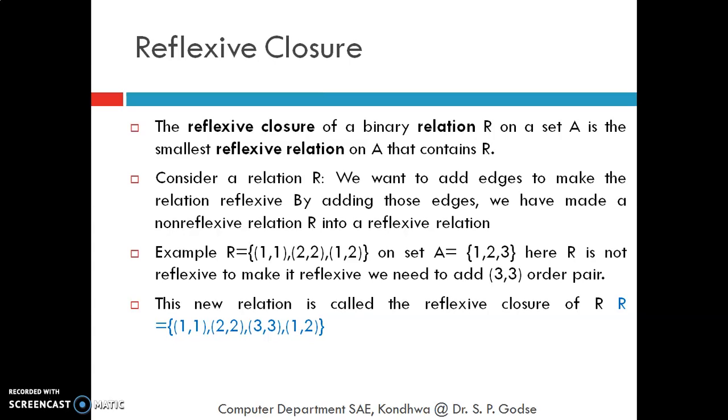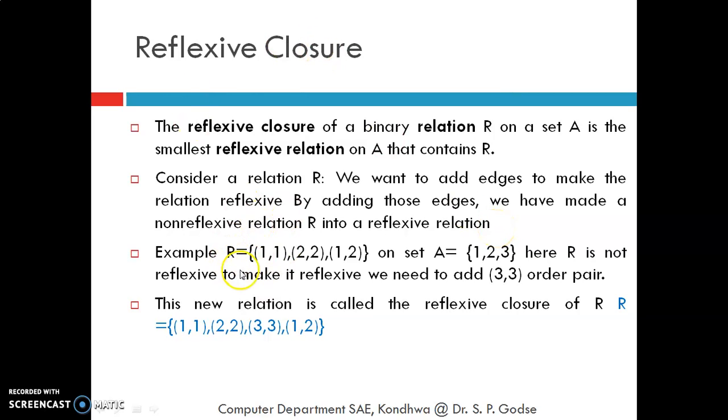Here, edges in the sense that we can represent the relation in the form of a digraph, and a digraph contains nodes and edges. Nodes are nothing but the elements from the set A, and edges show how the elements are related to the other elements. So you are aware of how to represent a relation in the form of a diagram. Considering that diagram, this statement is stated: we want to add edges to make the relation reflexive. By adding those edges, we have made a non-reflexive relation R into a reflexive relation. That is called a reflexive closure.